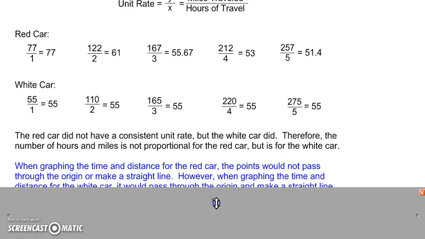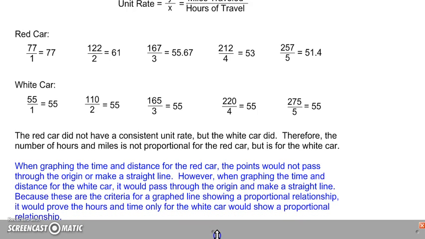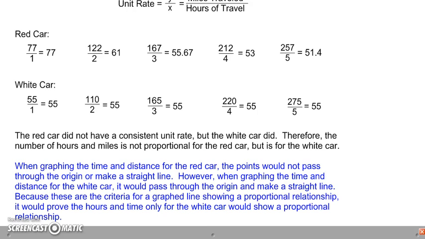When graphing the time and distance for the red car, the points would not pass through the origin or make a straight line. However, when graphing the time and distance for the white car, it would pass through the origin and make a straight line. Because these are the criteria for a graph showing a proportional relationship, it would prove that only the white car would show a proportional relationship between hours and miles.